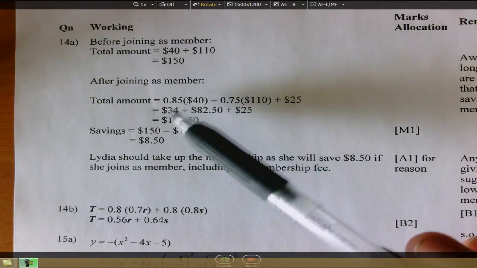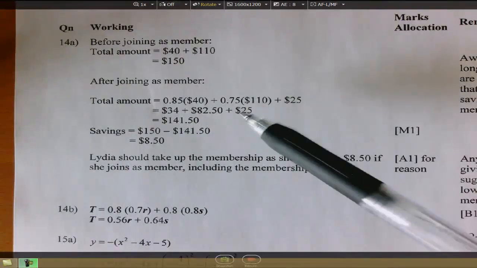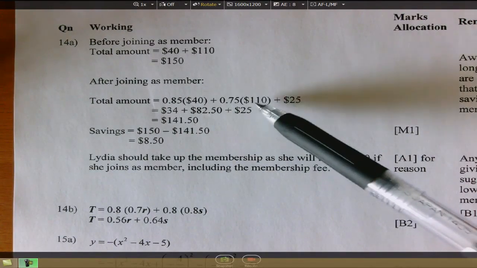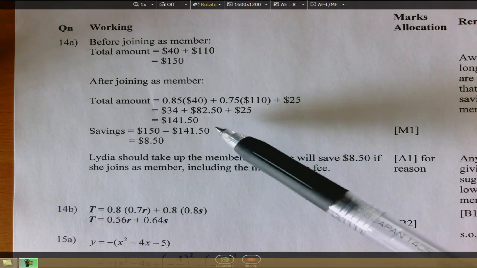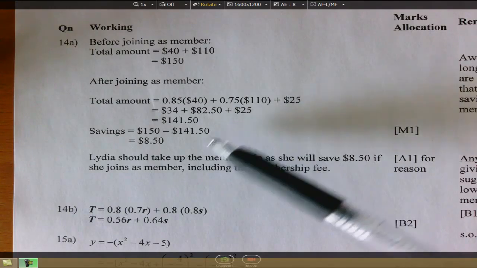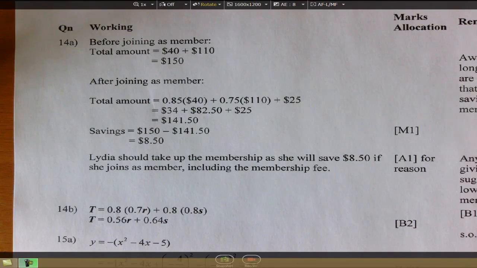So you pay 85% of $40, and for the hair treatment there's a 25% discount, so you pay 75%, 0.75 of 110. So in total you pay $141.50 if you join as a member. So she will save $8.50. Therefore Lydia should take up the membership because she will save $8.50.